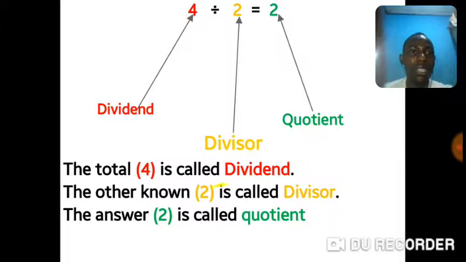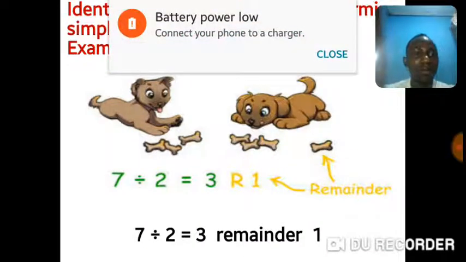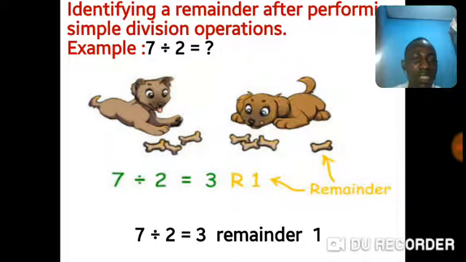Very well. Now let's get back to our question. One may ask, what is our answer? Yes, 7 is divided by 2. The answer is 3, remainder 1. That means our answer is 3, remainder 1. Very good. Now let's continue.